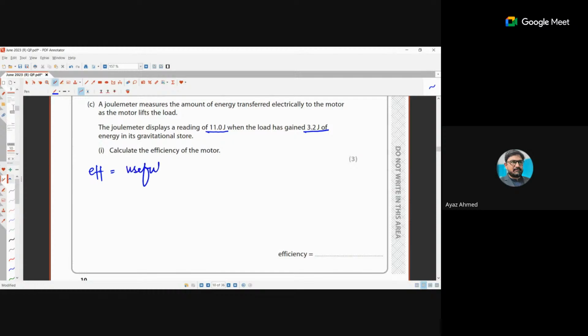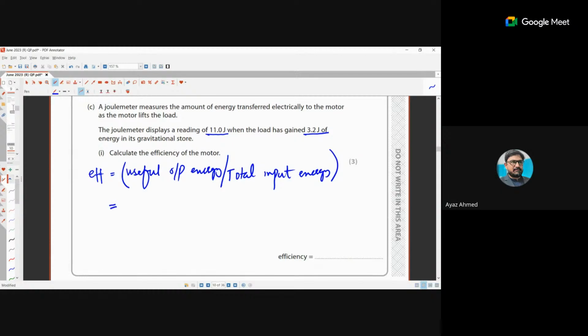Useful output energy divided by total input energy, right? And if I want percentage efficiency, I will multiply it by 100. Okay, I will multiply that at the end. So what is the useful? Actually, the motor is lifting the load, so I can say that is mgh divided by, what is the input? Input is in the form of electrical energy, and that is basically given to you. I can say electrical energy just for your convenience, not a big deal.